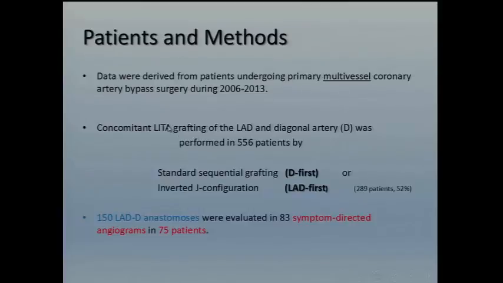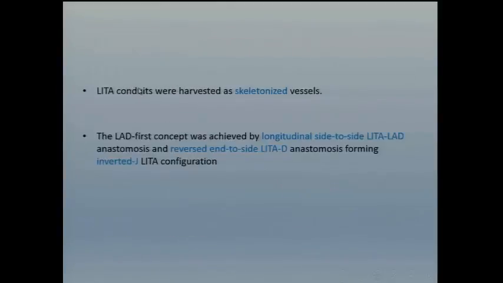Concomitant LITA and diagonal artery grafting was performed in 556 patients, either by the standard sequential grafting, diagonal-first technique, or by the inverted J configuration, LAD-first technique, which comprised 289 patients, 52%. This work focuses on 75 symptoms-directed angiograms in 75 patients for 150 LAD anastomoses.